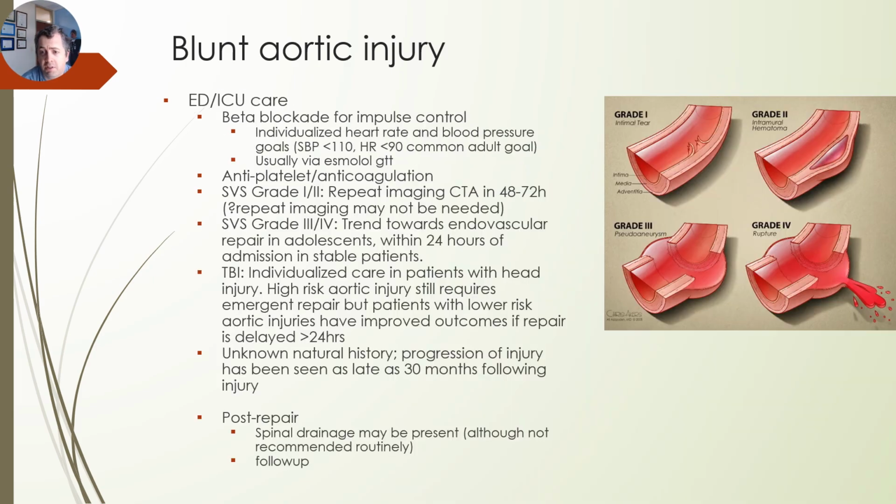The care of blunt aortic injuries in children is largely borrowed from adult practices and starts in the ED with beta blockade for impulse control. And remember, impulse control means both heart rate and blood pressure control. Common adult goals would be systolic blood pressure less than 110 and a heart rate less than 90. It's usually achieved via an esmolol drip.